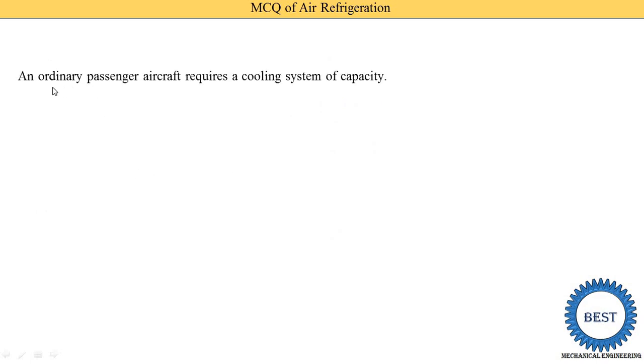An ordinary passenger aircraft requires a cooling capacity of, means what is the cooling capacity of the passenger aircraft? 2 ton, 4 ton, 8 tons and 10 tons. Option C is the correct. That is 8 ton capacity, means all the ordinary passenger aircraft you see have 8 ton capacity refrigeration systems installed.